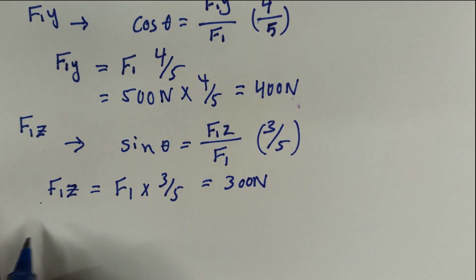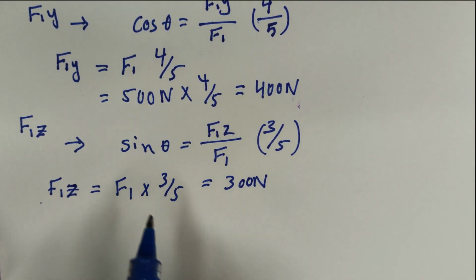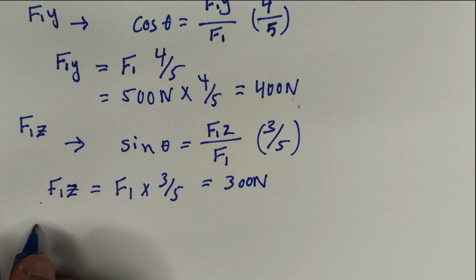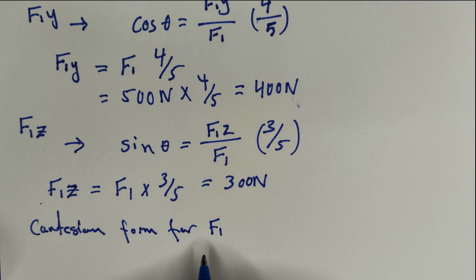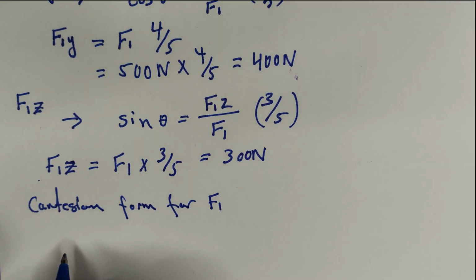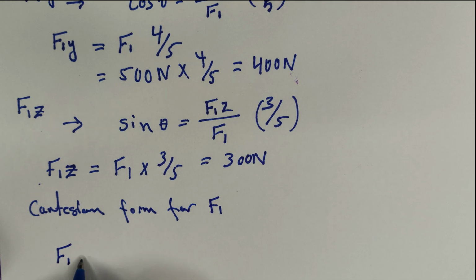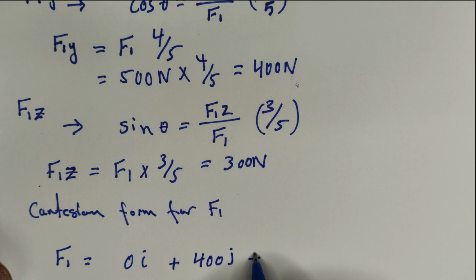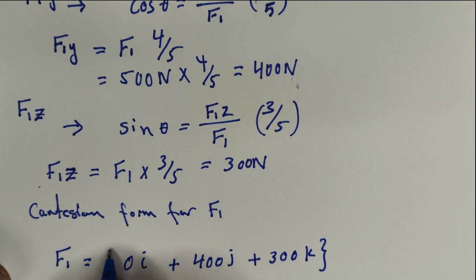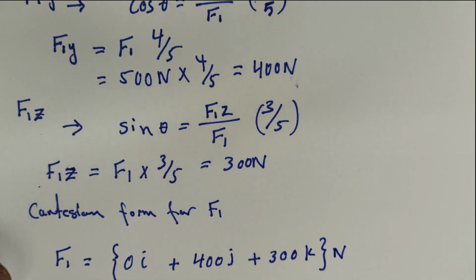Now expressing F1 in Cartesian form. So the Cartesian form for F1, in this case, is equal to 0i plus 400j plus 300k, and of course the unit for F1 is Newton.